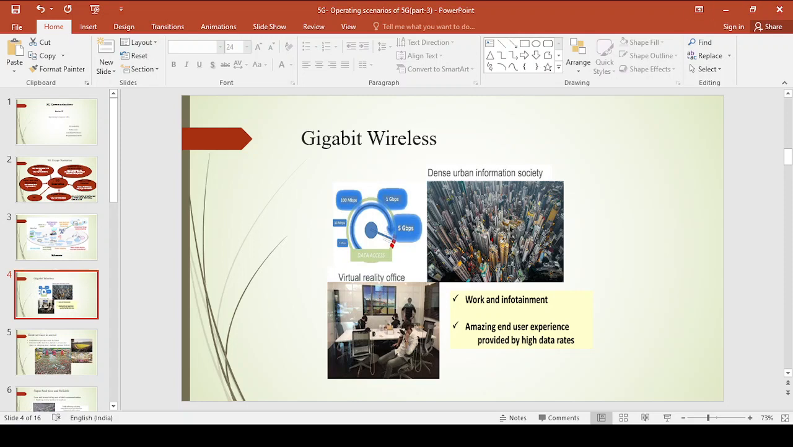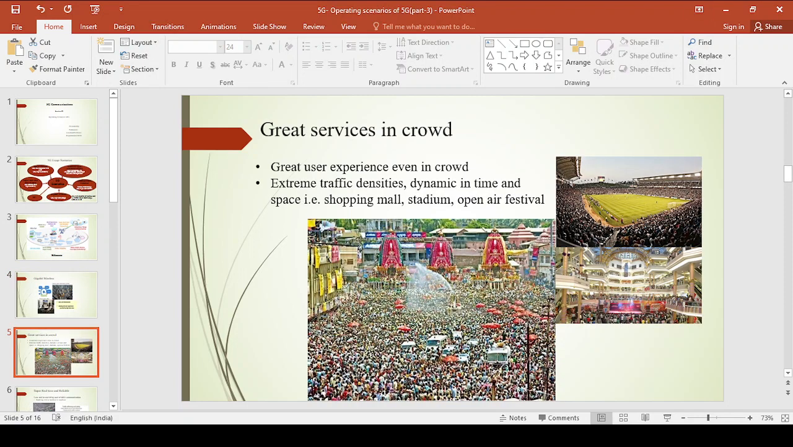Coming to the next slide, we have the next usage scenario of 5G, great services in crowd. If you see this figure, this is a stadium, where there is a gathering of a large number of people. Now this is a shopping mall, where we may also expect a large number of people. This is an open air festival, where we can expect many people.